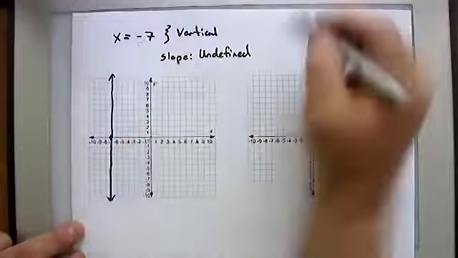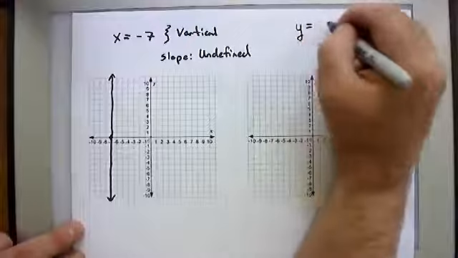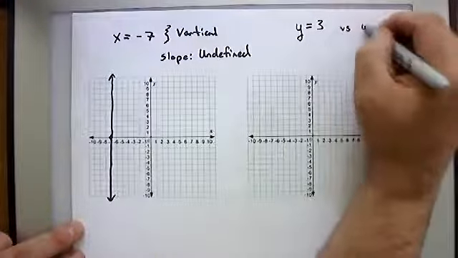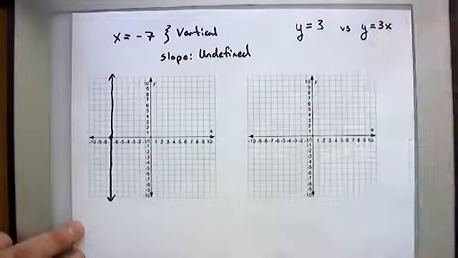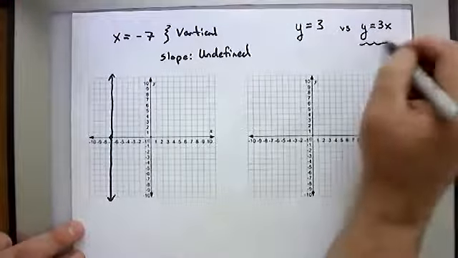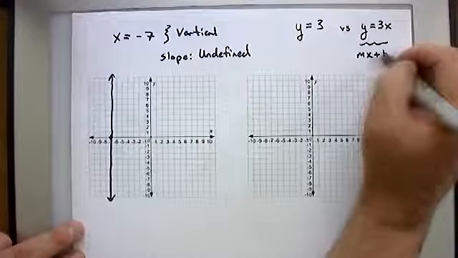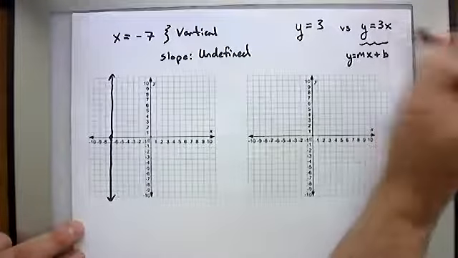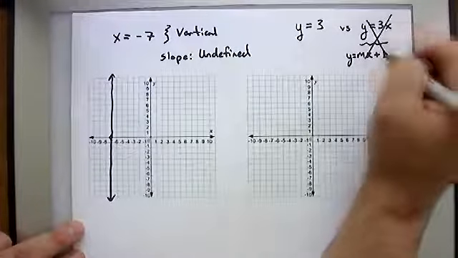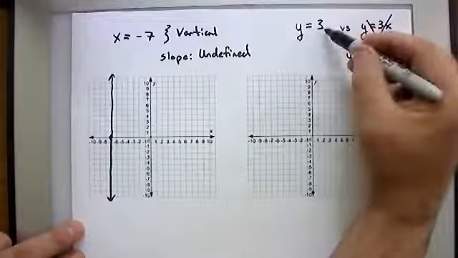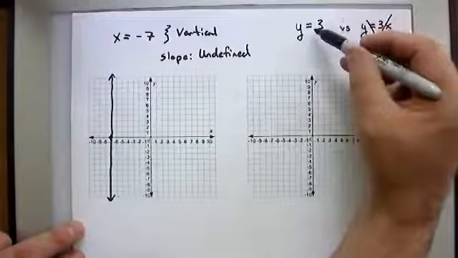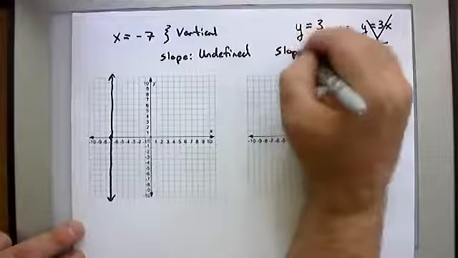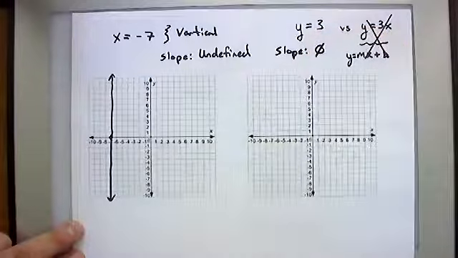That's the key. Over here, let's say I said y equals 3. Remember, this is not the same as y equals 3x. That is y equals mx plus b, because you could put a plus 0, 3x plus 0, and that's mx plus b. That is not what's happening here. Here, this is y equals 3. There is no x. That's how you know this is a horizontal line at 3. The slope of any horizontal line is 0.